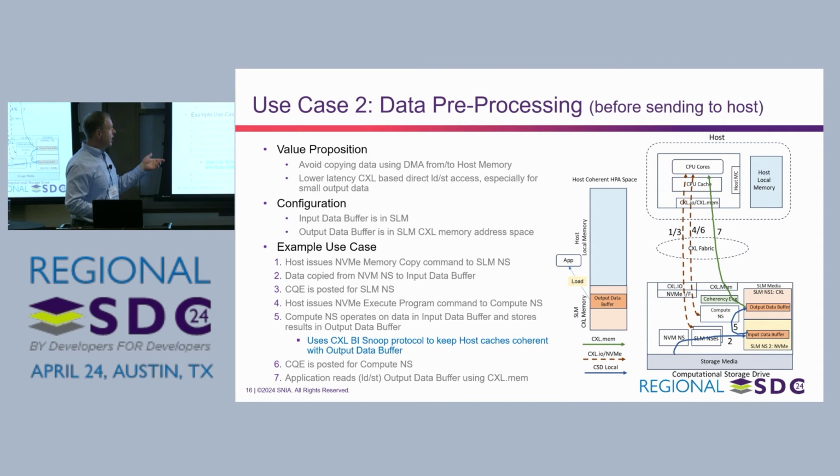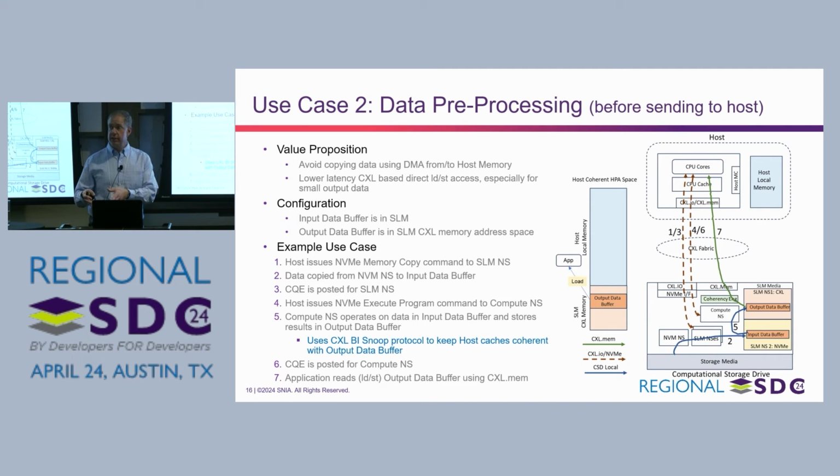So we're going to use an NVMe copy, and let me say it correctly, NVMe memory copy command to copy the data from our NVM namespace to the SLM namespace. So it reads the data out of the NVM namespace and writes it into our input buffer, which is just an ordinary SLM. Now when that completes, the host knows that the data is available in that drive to be processed. So it can issue an execute program command to the compute namespace. The compute namespace will then begin to read through that data and write it to the output buffer.